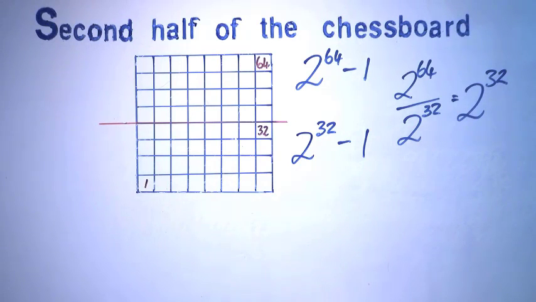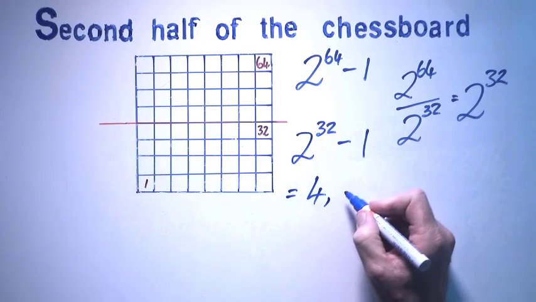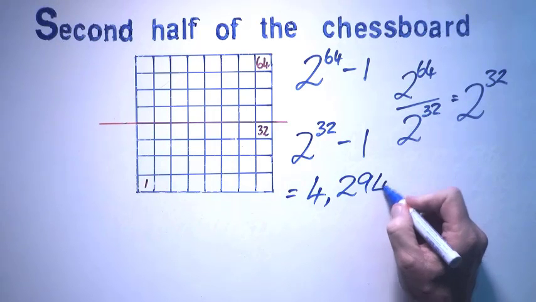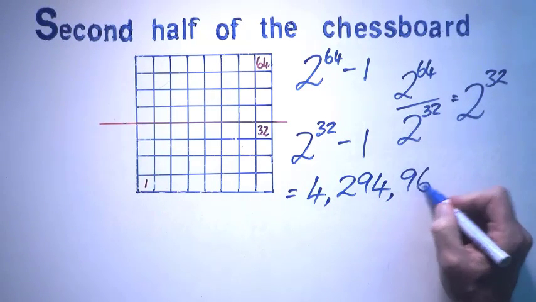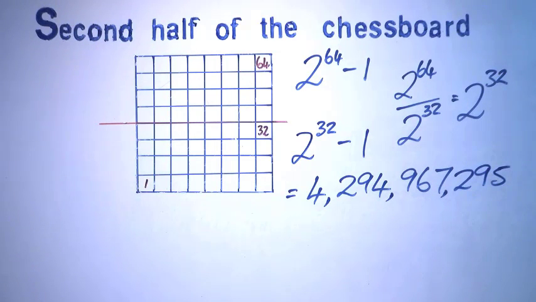2 to the 32nd power minus 1 is in fact 4,294,967,295. It's over 4 billion. Now 4 billion has 9 zeros. So if I multiply 4 billion times 4 billion, I get 16 followed by 18 zeros. And that's a quintillion.